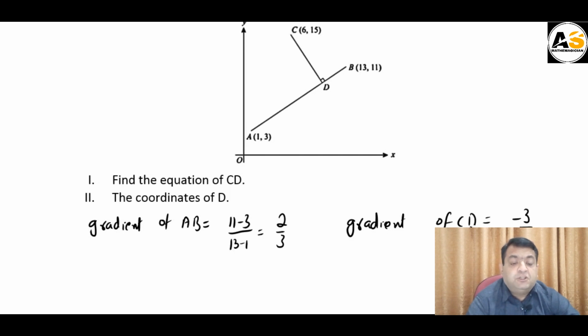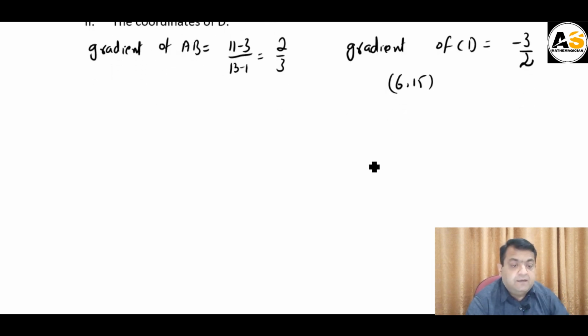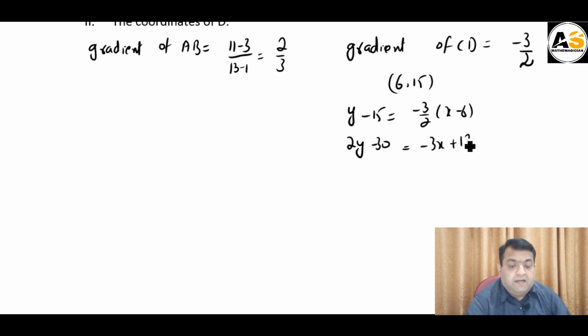So I have taken the gradient of CD. Now I will form the equation of CD. C is (6, 15). This is the point and this is the gradient. I will find the equation of CD by using the gradient-point form. y minus y1 is equal to m into x minus x1. 2y minus 30 is equal to minus 3x plus 18, and 2y plus 3x is equal to 48. I got the equation of CD.